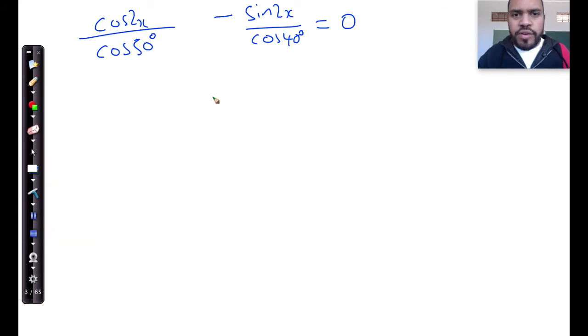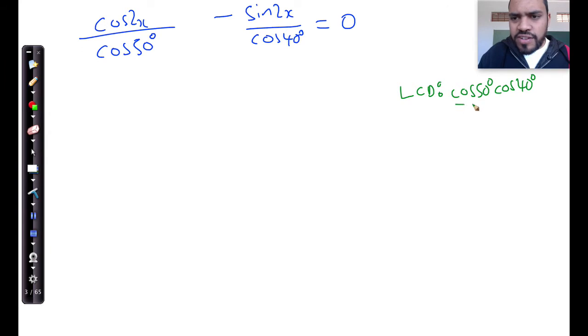Right, but if you know your algebra, how do we get rid of fractions? Well, we need to find the LCD, right? And here we're going to do the general solution for this. The LCD is cos of 50 degrees multiplied by cos of 40 degrees. When I multiply each of these, in the first fraction, cos 50 and cos 50 cancel out. So I'm left with cos of 2x times cos of 40.